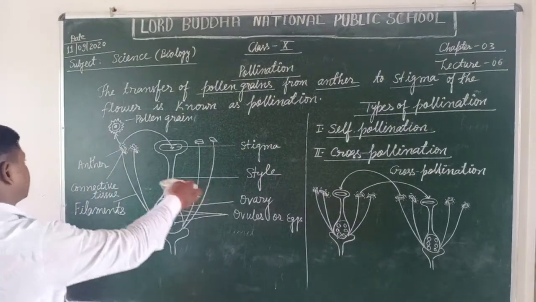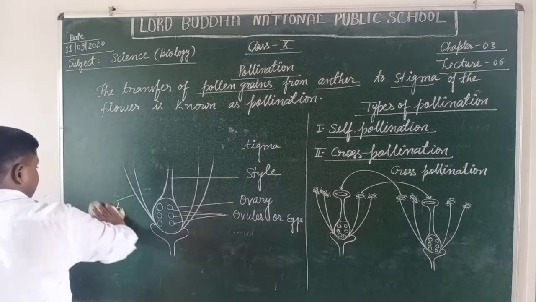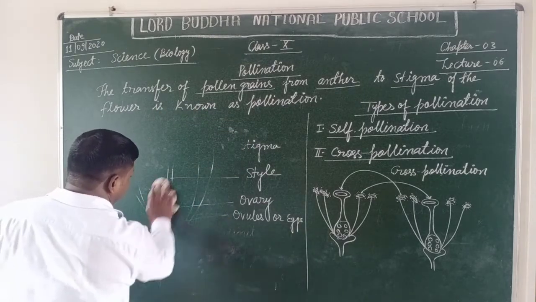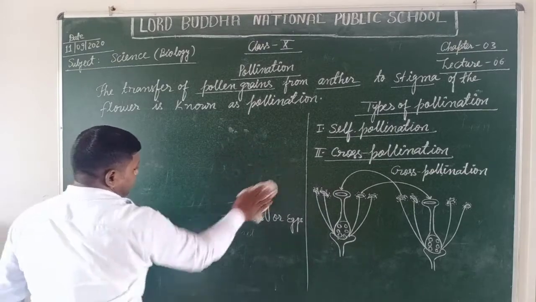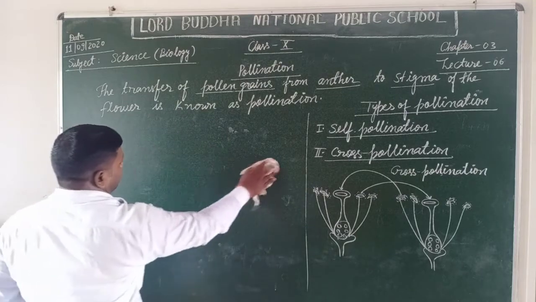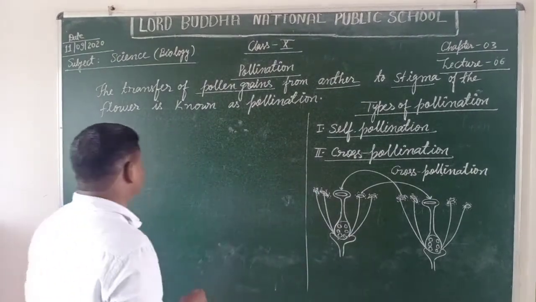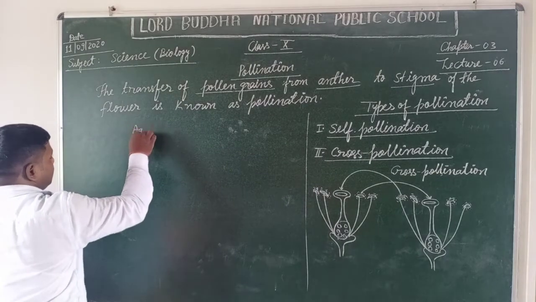Now students, what are the agents of the pollination process, or you can also call it the cross-pollination process? Agents of pollination.